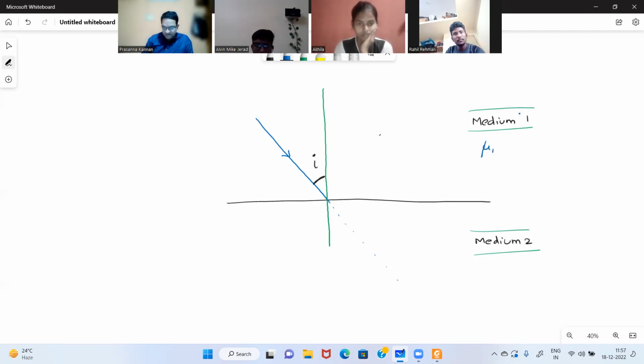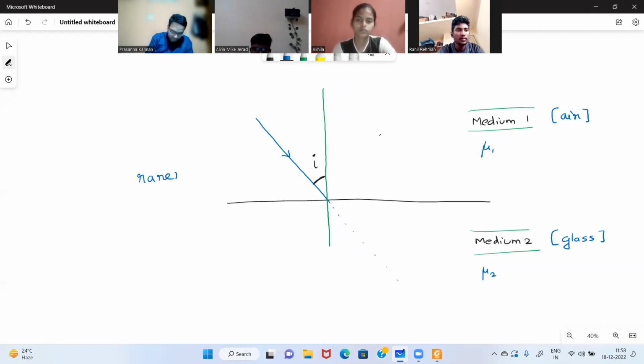Suppose the refractive index of the first medium is mu1 and the refractive index of the second medium is mu2. Let's say medium 1 is air and medium 2 is glass. It is moving from which medium to which medium? Rarer to denser. So this is a rarer medium, and this is a denser medium. When the ray of light goes from rarer medium to denser medium, the refracted ray will bend towards the normal.